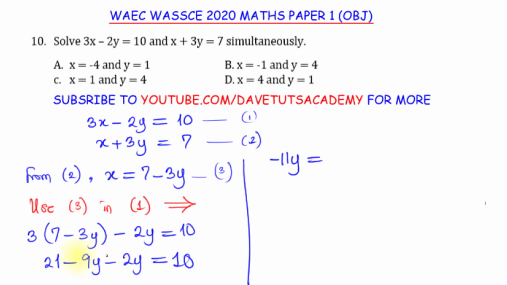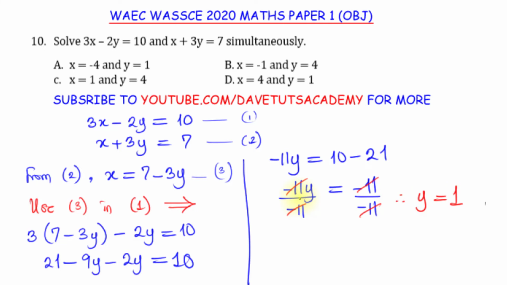This is 10. When 21 moves to the right hand side, that will be minus 21, so that minus 11y is equal to minus 11, and if I divide both sides by minus 11, this is interesting, okay? I can see that minus 11 cancels minus 11, minus 11 cancels minus 11, so that y is equal to 1. Please notice that negative numbers dividing each other give a positive number, okay?